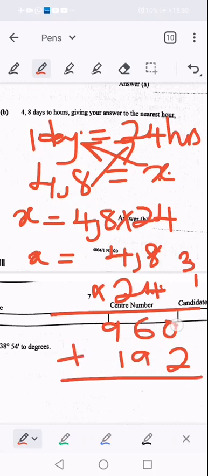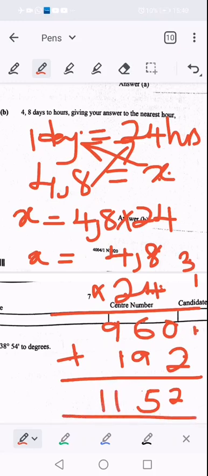Then we add this one. 0 plus 2 is 2, 6 plus 9 is 15, which is 5 carry 1. Then 9 plus this one is 10, plus 1 is 11. Now the question says we should count how many numbers are after the comma. Here there is just one digit. So we count 1, then we put a comma here. So this is our answer.